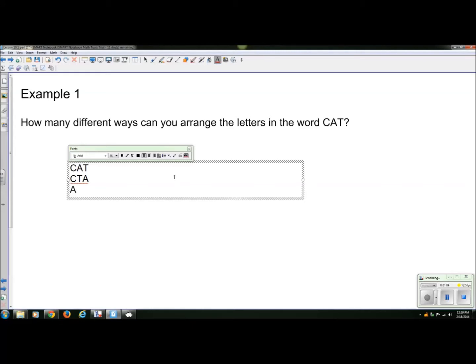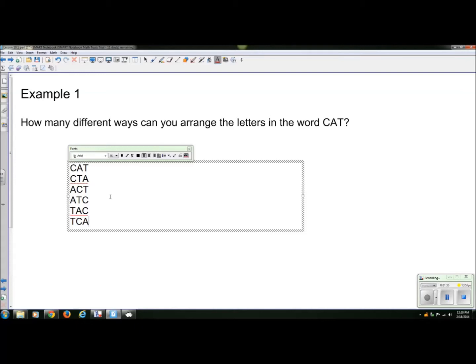If I didn't start with C, I could start with A instead. If I start with A, I could either spell act, there's a real word, or I could put the T first again. If I did not choose C or A, I could start with T. And if I start with T, I could either put the A first followed by the C, or put the C first followed by the A. Now we're out of possible ways to arrange these letters. You can try to find another way to do it, but you won't. This is all of them.